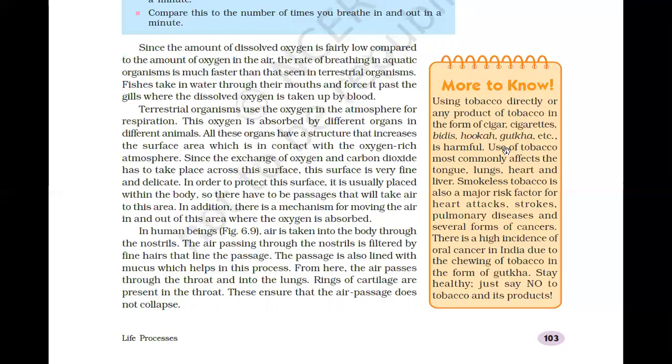More to know. Using tobacco directly or any product of tobacco in the form of cigars, cigarettes, bidis, hookah, gutka, etc. is harmful. Use of tobacco most commonly affects the tongue, lungs, heart, and liver. Smokeless tobacco is also a major risk factor for heart attacks, strokes, pulmonary diseases, and several forms of cancers. There is a high incidence of oral cancer in India due to the chewing of tobacco in the form of gutka. Stay healthy, just say no to tobacco and its products.